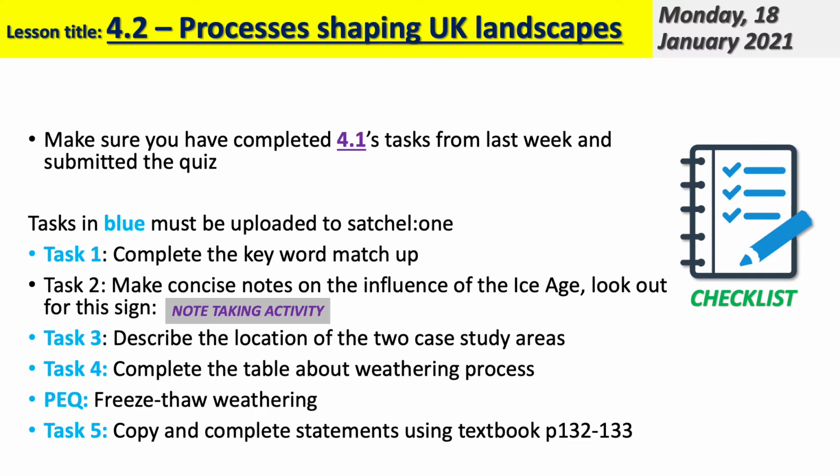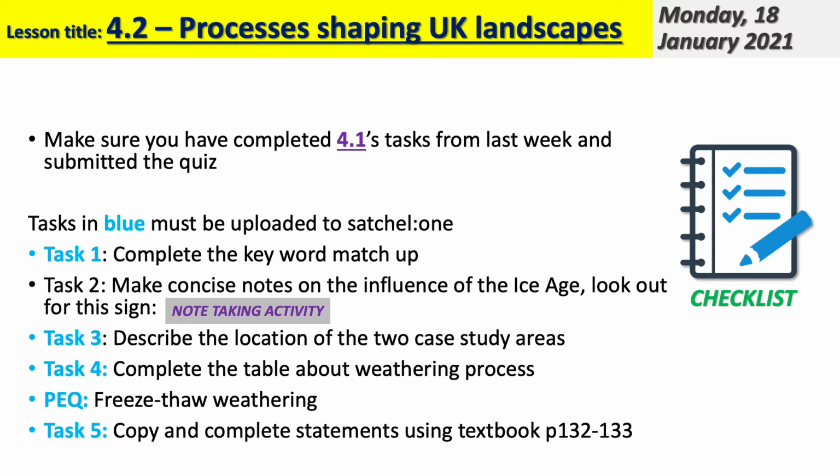So the first thing that you need to do is a word matchup. Really simple, really straightforward. The second thing you need to do, of course, it's a good habit to develop, is create concise notes. But this week it's about the Ice Age, aka the Quaternary period. And what I've tried to do again is make sure there is a sign that says note taking activity where you need to do that.